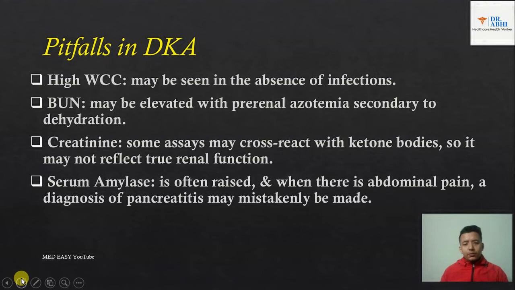So what are the pitfalls in diabetic ketoacidosis? High white blood cell count may be seen in the absence of infection. Blood urea nitrogen level may be elevated with prerenal azotemia secondary to dehydration. Creatinine: some assays may cross-react with ketone bodies, so it may not reflect the true renal function. Serum amylase level is often raised, and with abdominal pain, a diagnosis of pancreatitis may mistakenly be made.